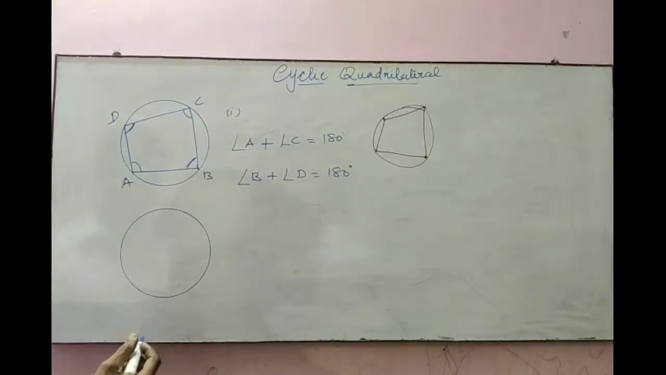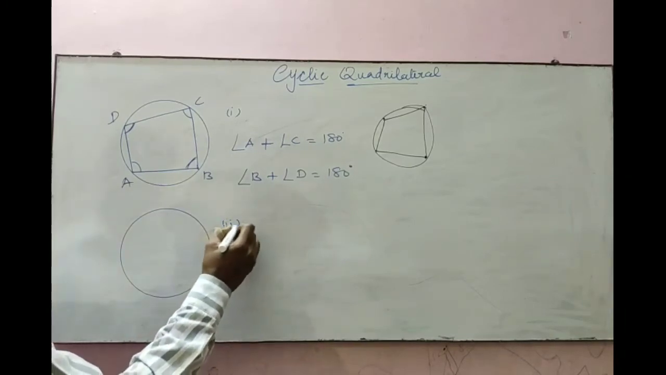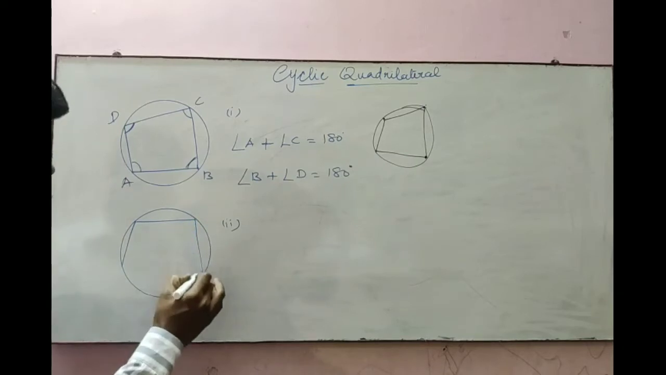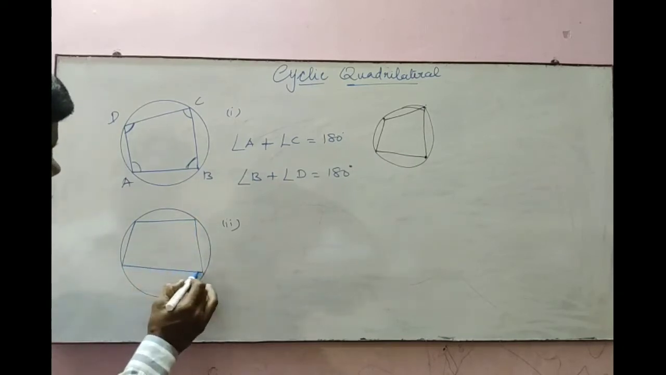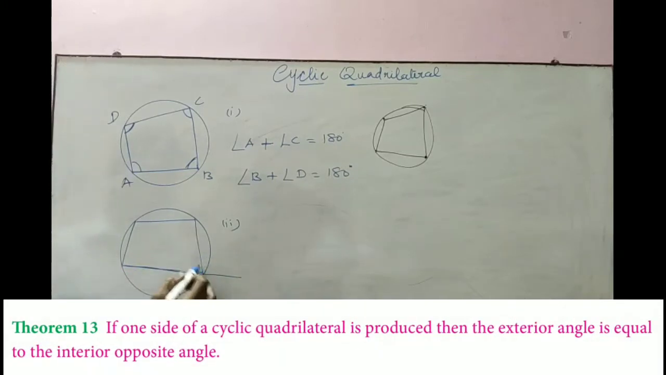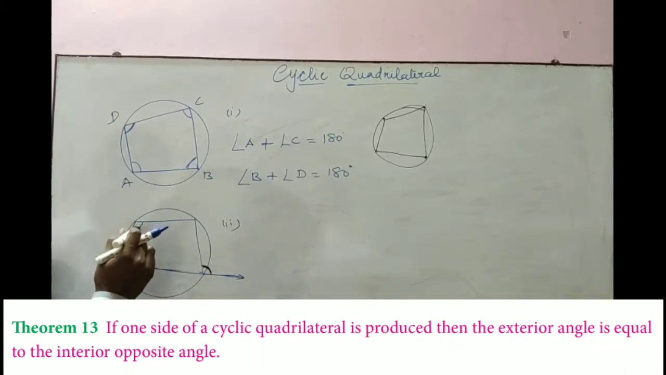Then the second property is, if we draw an exterior angle to this cyclic quadrilateral. This is called the exterior angle. When you produce a side, it forms an exterior angle. This exterior angle is equal to the interior opposite angle.